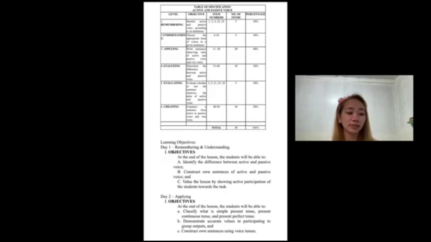So item numbers 11 to 30, with a total number of items of 20, and the percentage of this assessment is equivalent to 40%. So that's all, and the other members of the group will explain the analyzing, evaluating, and creating parts of the table of specification of active and passive voice. That's all. Thank you.